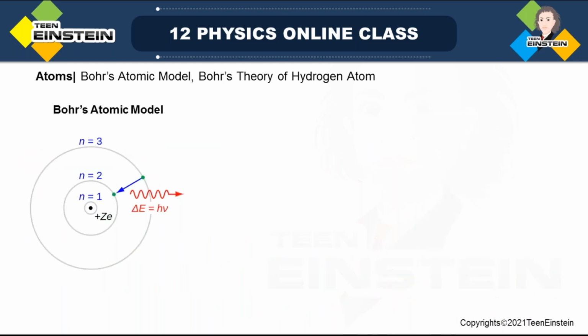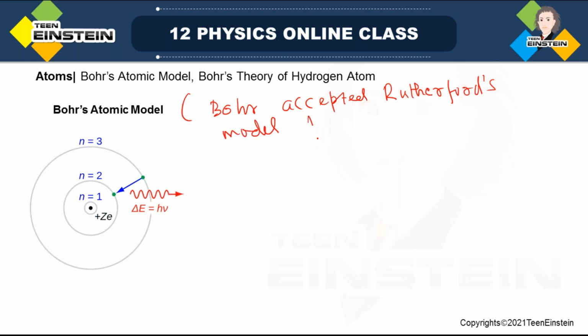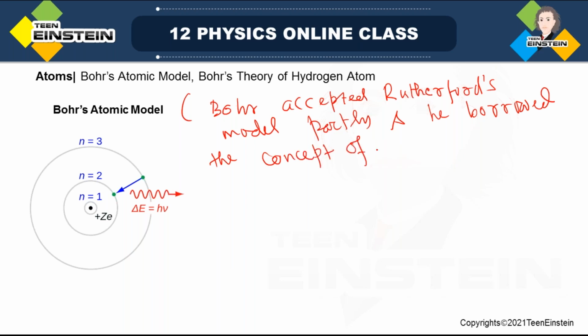Bohr accepted Rutherford's model partly, and he borrowed the concept of the quantum nature of radiation, or the quantum concept of radiation.